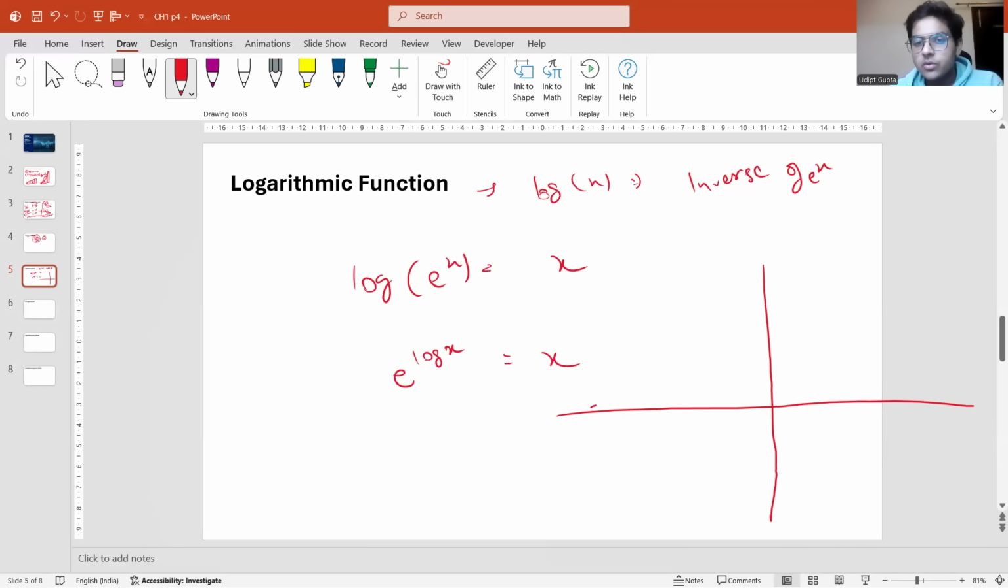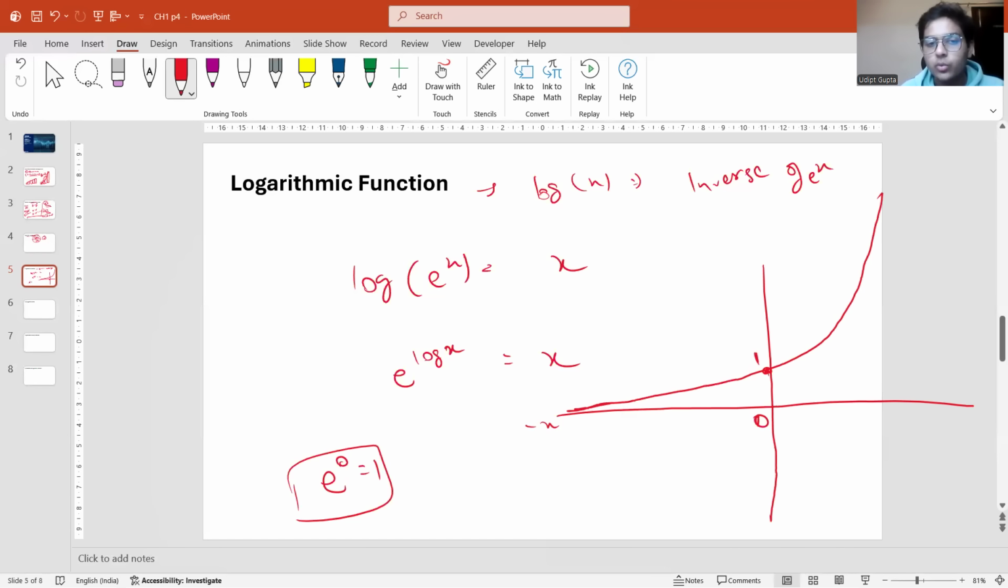This is the e^x curve. It doesn't touch the negative x-axis. It goes closer to 0 but doesn't touch it. And at x equal to 0, the value of y is 1. How? Because e raised to the power 0 is equal to 1. Any number raised to the power 0 is equal to 1. So e^x reaches y value 1 when x is 0.